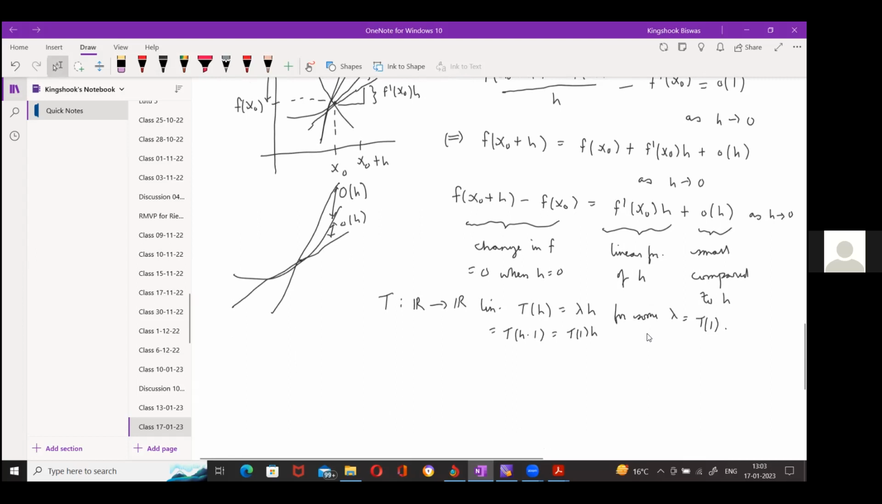So actually we're writing the change in f as a linear function of h plus an error term which is small compared to h. Is that clear?